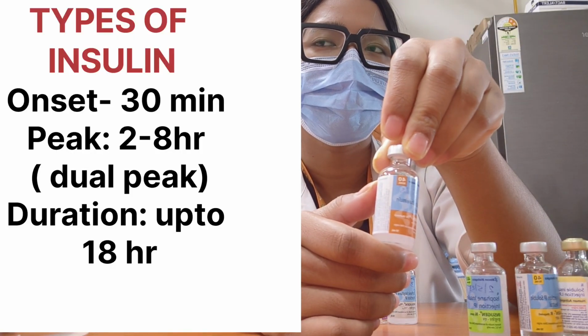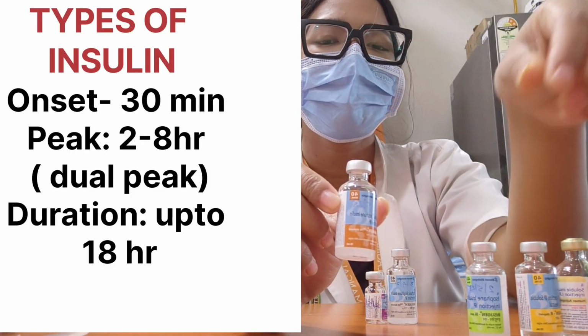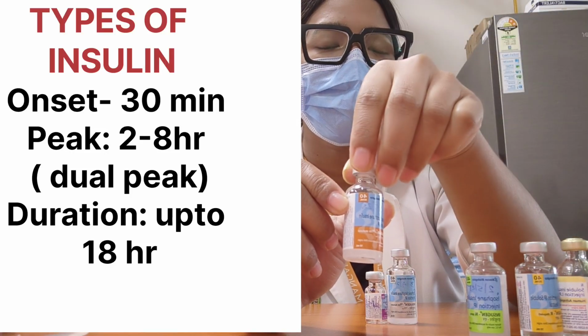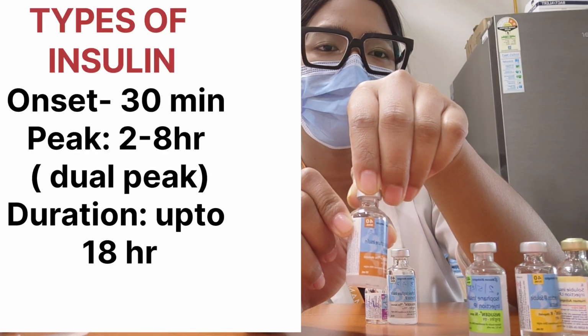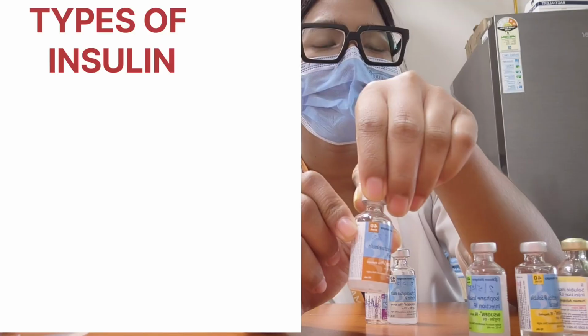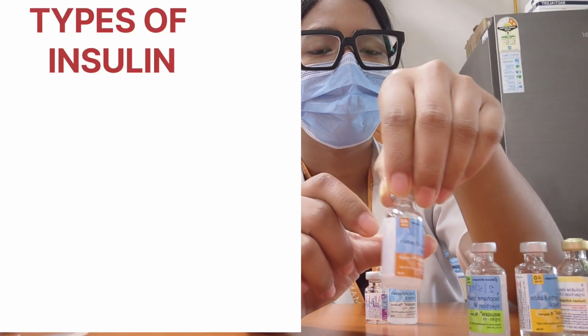It has a dual peak, because it contains both regular as well as the intermediate acting insulin. Both are present, so it has a dual peak. The peak will be around 2 to 4 hours, as well as around 6 to 8 hours. Okay, so the duration will be lasting around 18 hours.